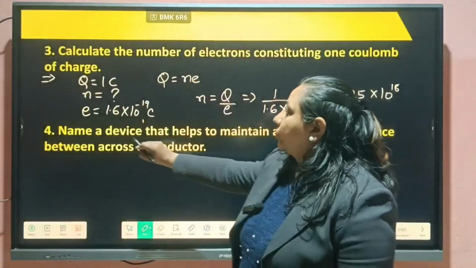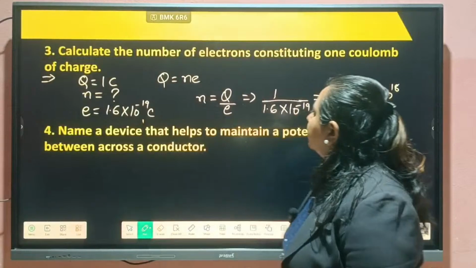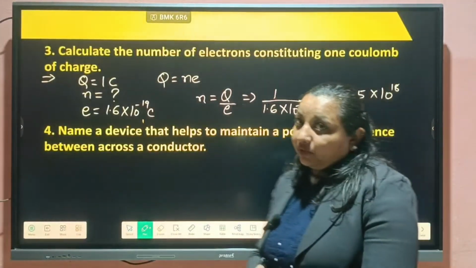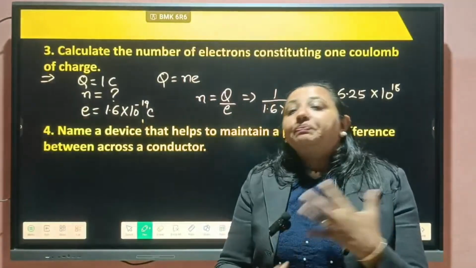Then the fourth question we have: name a device that helps to maintain a potential difference across a conductor, between the ends of a conductor.